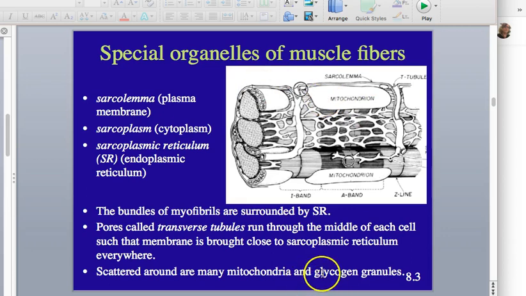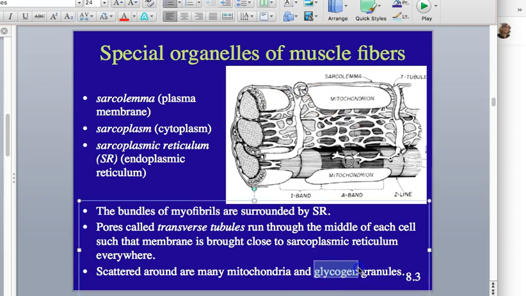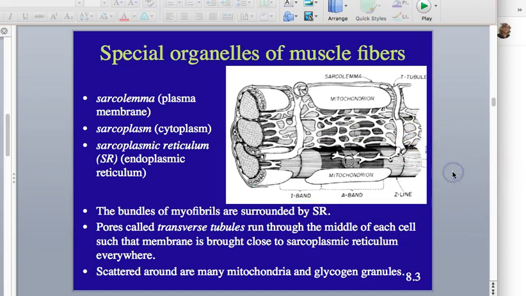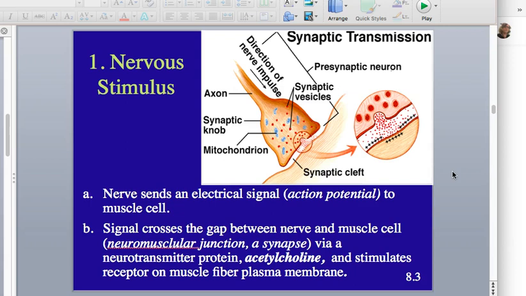You also have these glycogen granules. Glycogen is just a stored form of glucose, so a stored form of food. So you can see that muscles have both a lot of energy around, and a lot of food around that can be converted into energy really quickly. Muscles get a lot of special treatment because they're really important, and they're doing a lot of work that a general cell is not doing.